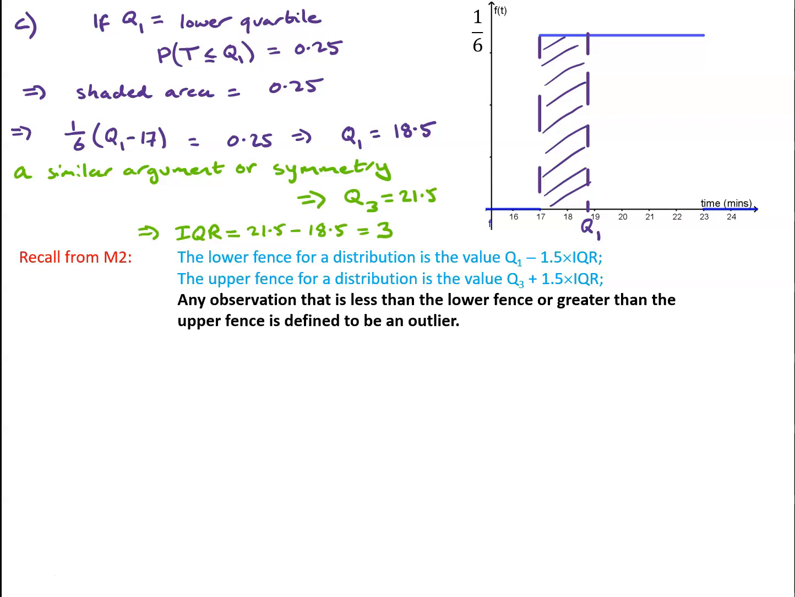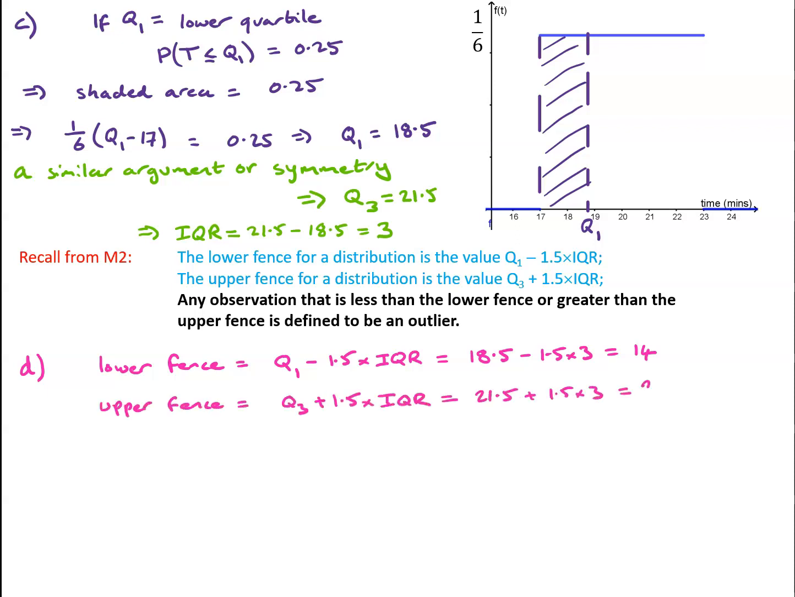So in this case then, the lower fence is going to be Q1 take away 1.5 times the interquartile range, so that's 18.5, take away 1.5 times 3, which gives me 14. The upper fence is going to be Q3 plus 1.5 times the interquartile range, so that is 21.5 plus 1.5 times 3, which is 21.5 plus 4.5, which is 26. So the outliers will be any observation less than 14 or any observation bigger than 26.